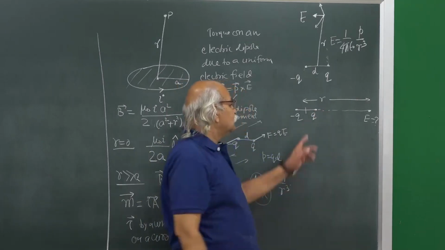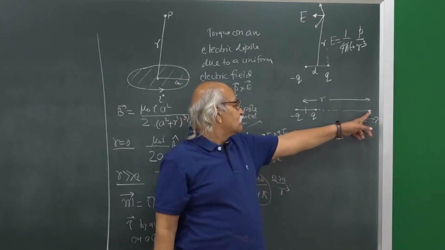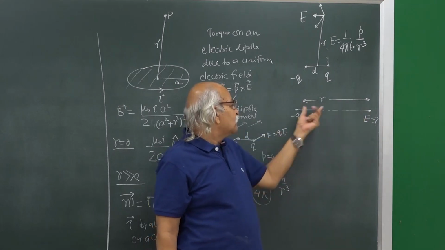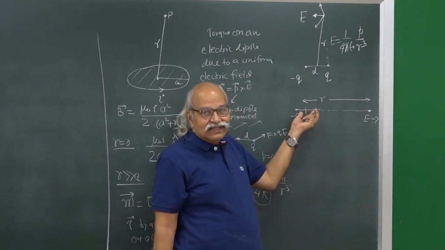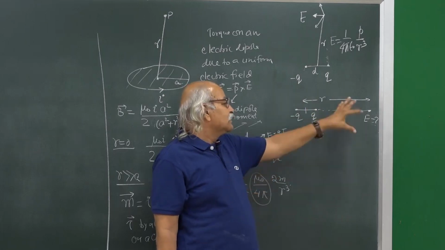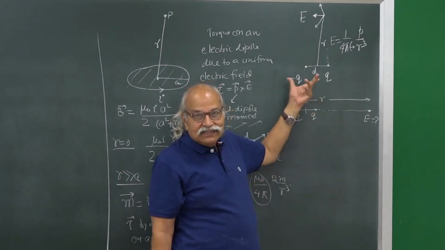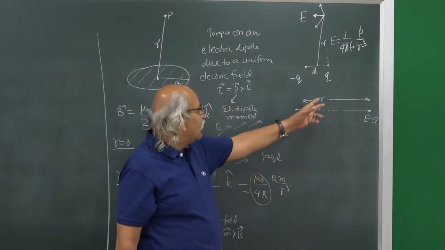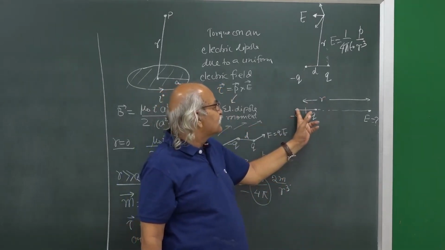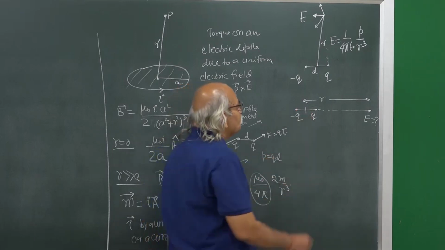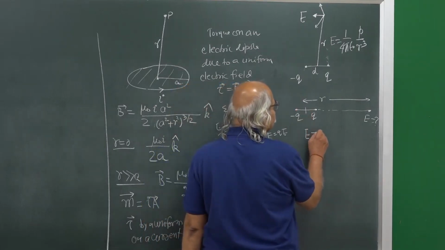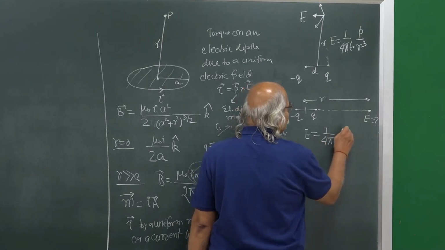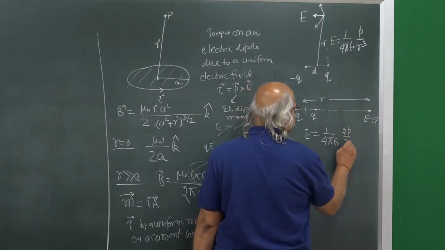From this plus q you write the electric field. This will be 1 by 4 pi epsilon naught and q divided by r minus d by 2 whole square, and similarly from the other charge, and then you do these calculations and take the approximation. This r is much larger than the separation d, and then you get E is equal to 1 by 4 pi epsilon naught and 2p by r cube.